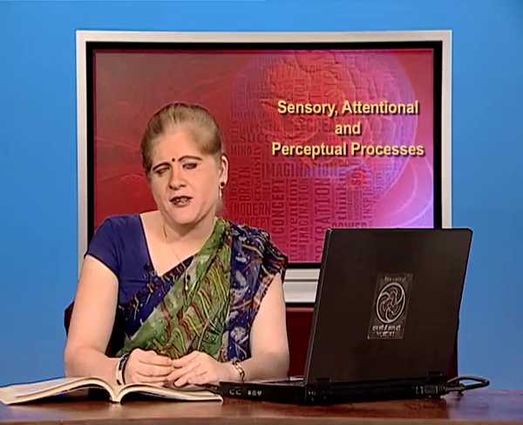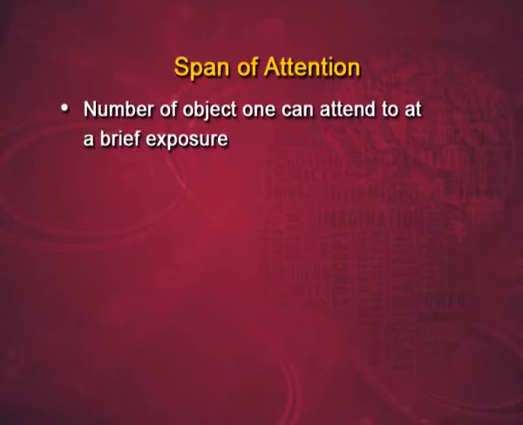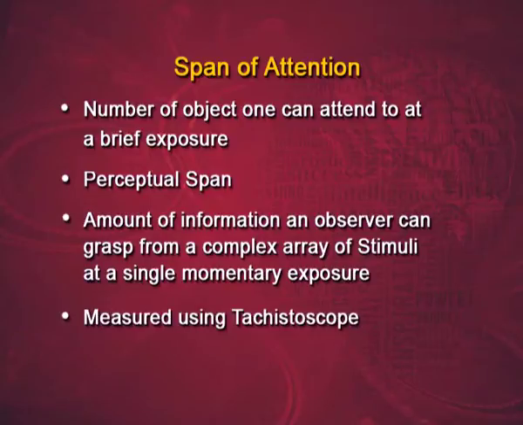Another very important thing is span of attention. It is the number of objects that one can attend to at a brief exposure. This is also known as the perceptual span. That means the amount of information that an observer can grasp from a complex array of stimuli at a single momentary exposure is the span of attention. Span of attention is measured using a very complex instrument known as the stethoscope.